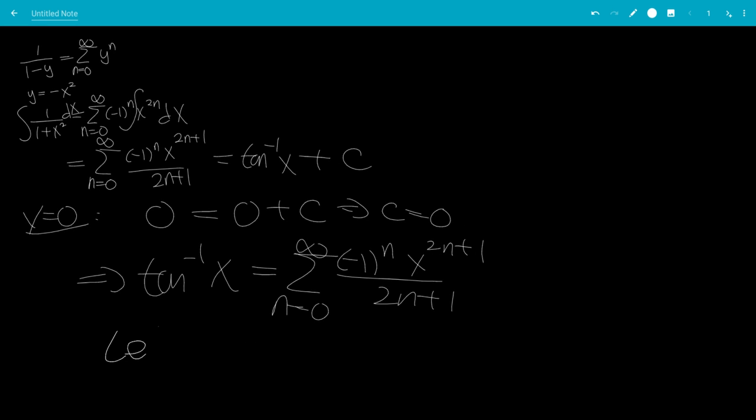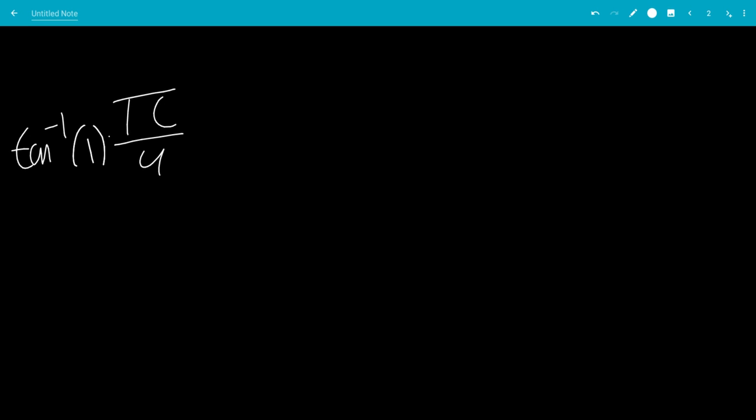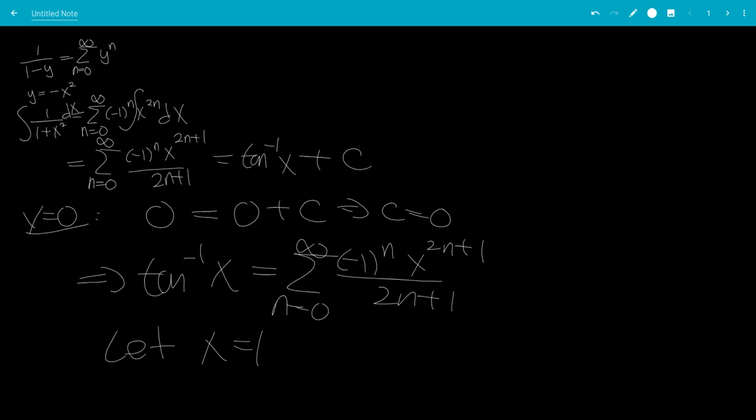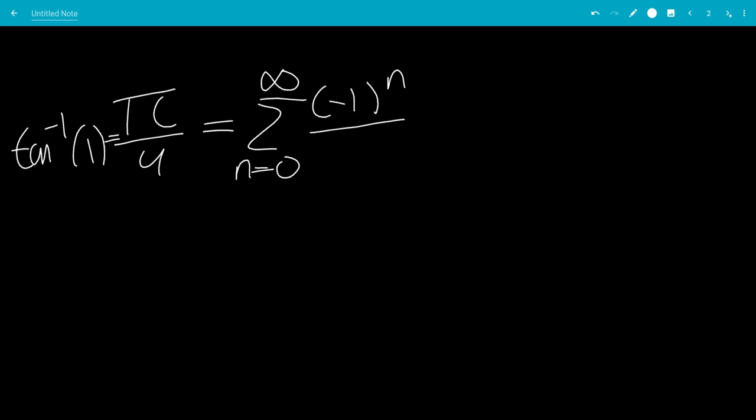So we're going to let x equal 1. Inverse tangent of 1 is pi over 4. So I'll just write that. Equal the sum as n goes from 0 to infinity, negative 1 to the n. We'll have 1 to the 2n plus 1, which I'm just going to leave as 1, over 2n plus 1.